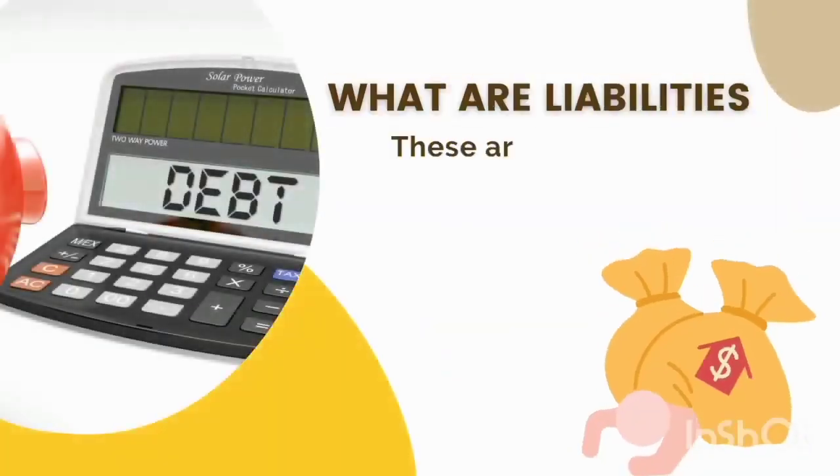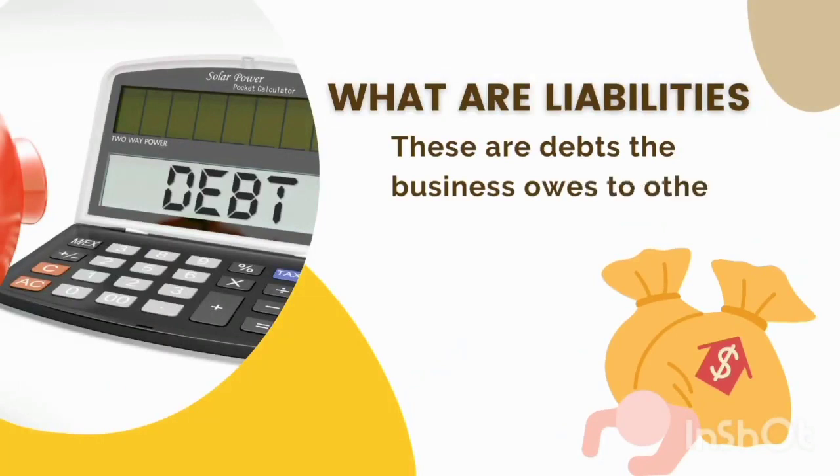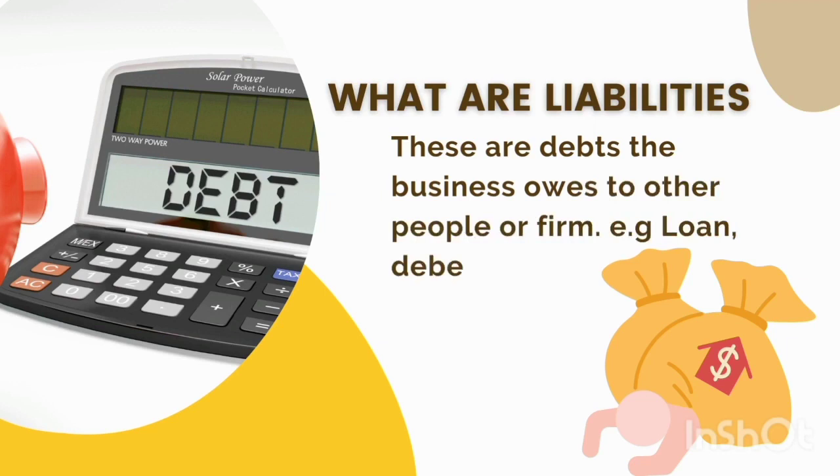Now, what do we mean by liability? Liability refers to the debts the business owes to other people or firm. An example of liability is a loan. If you take a loan from a particular firm, that is regarded as a liability, or other debts.